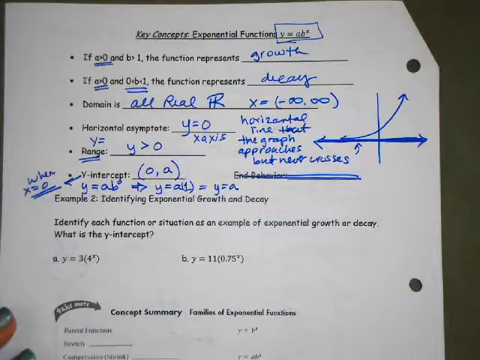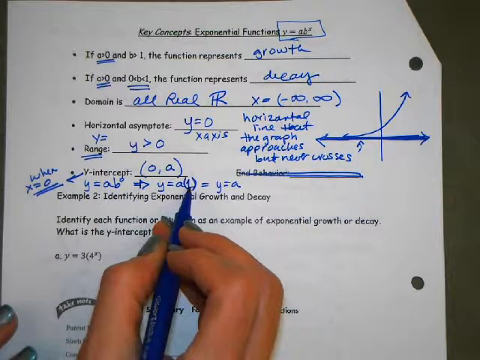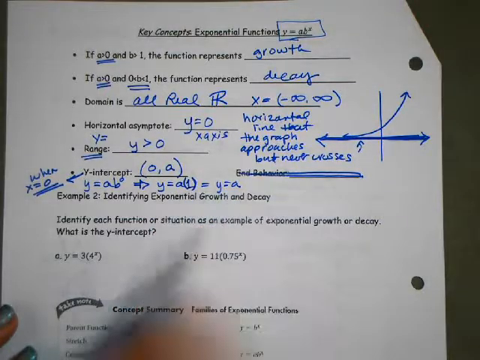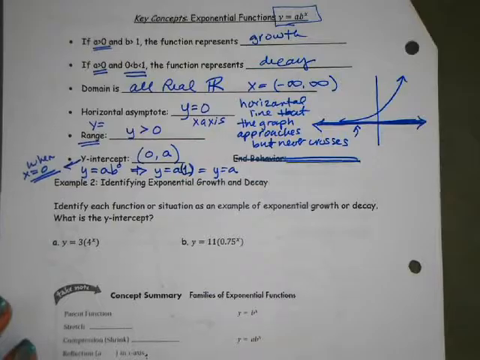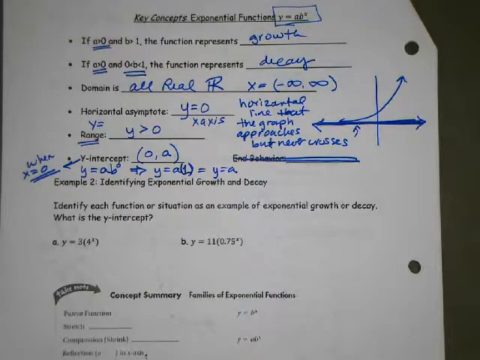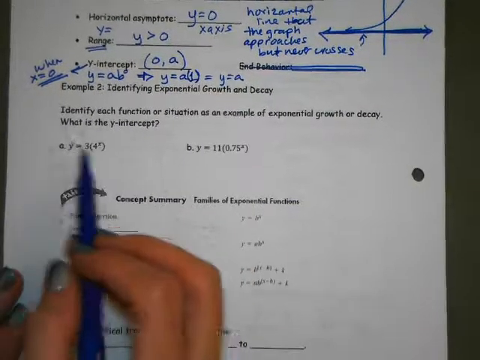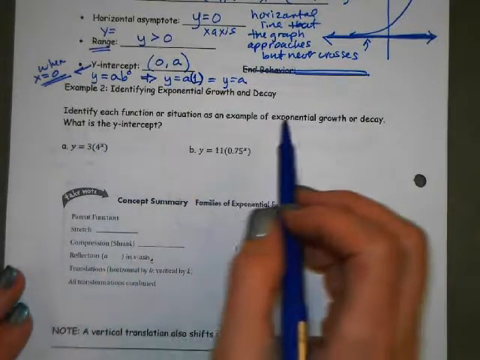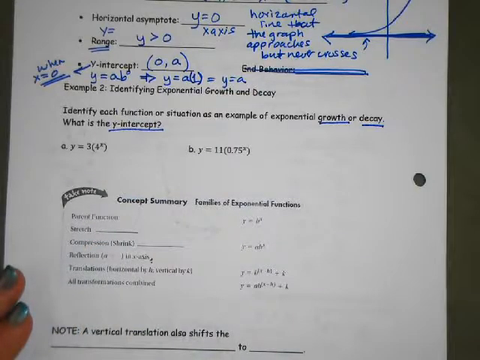Is that better? It's a times 1, because b to the 0 is 1, and so that just equals a. Okay? Alright, so that's just some general terminology. So we'll look at numbers, and we're going to show you how we can expand on it. So looking at these two examples here, we identify if it's growth or decay and what the y-intercept is.